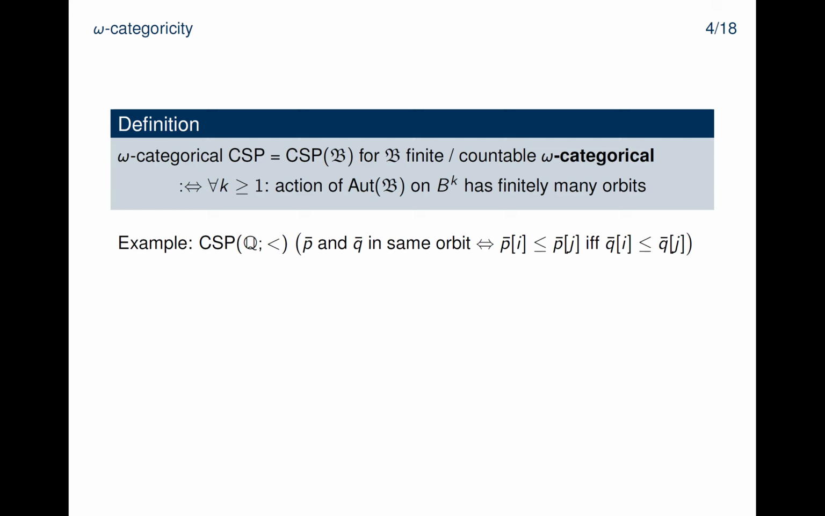numbers. And this structure is omega-categorical because if we look at two tuples P and Q of the same arity, then they are in the same orbit if and only if they somehow induce the same weak linear ordering on their entries, right? If they're ordered in the same way, we can always map one to another with an automorphism. And since there are only finitely many such configurations for every given arity, this shows that the structure is omega-categorical.